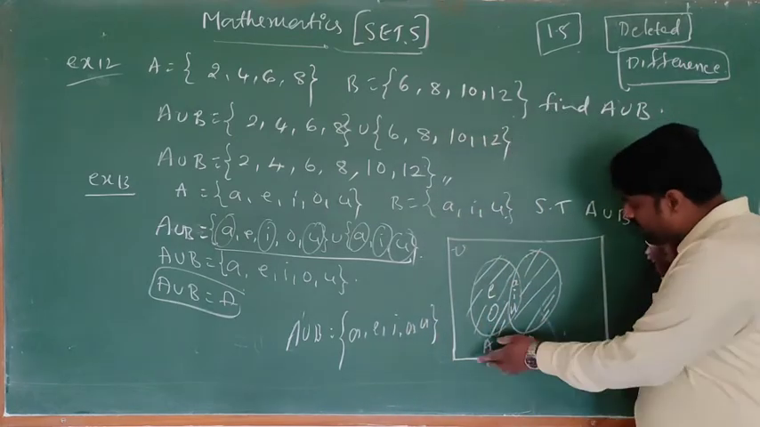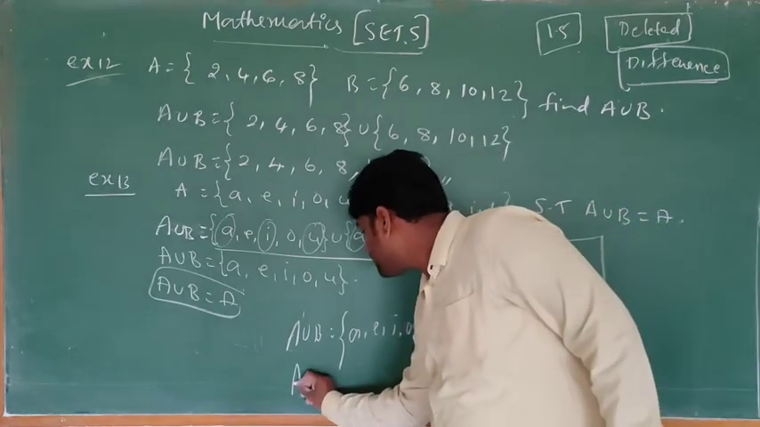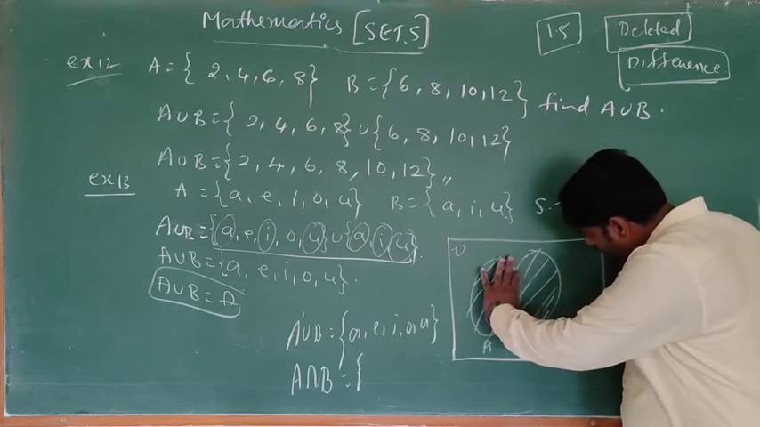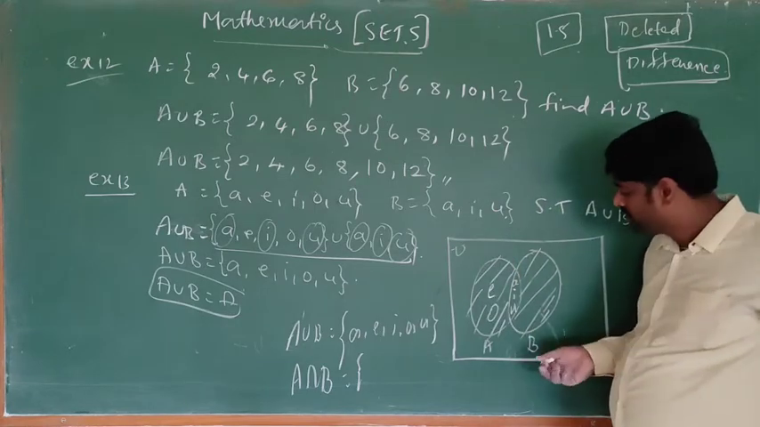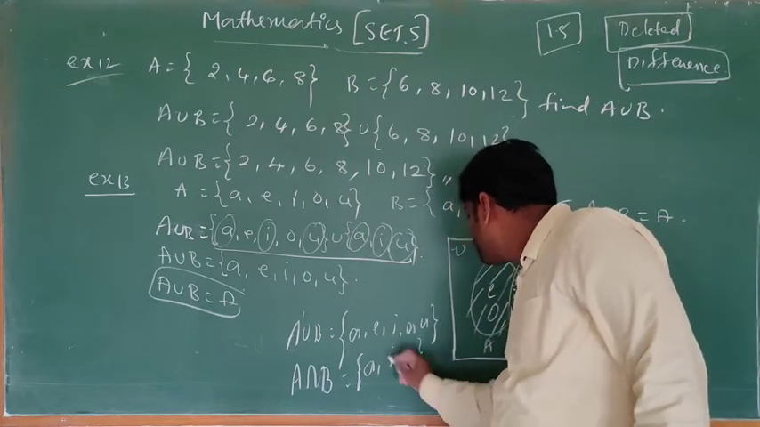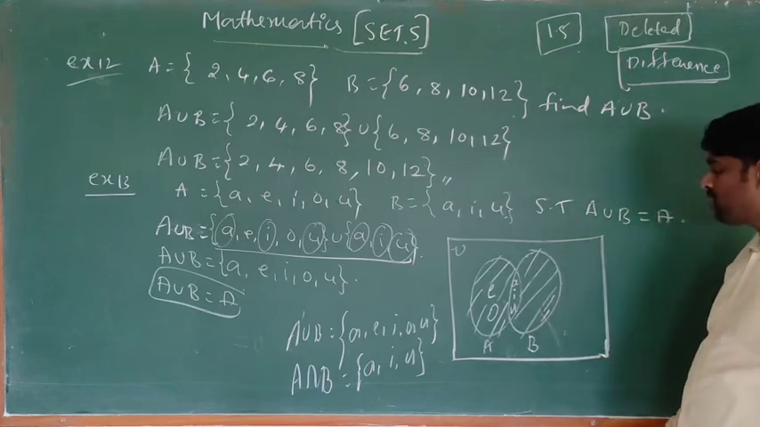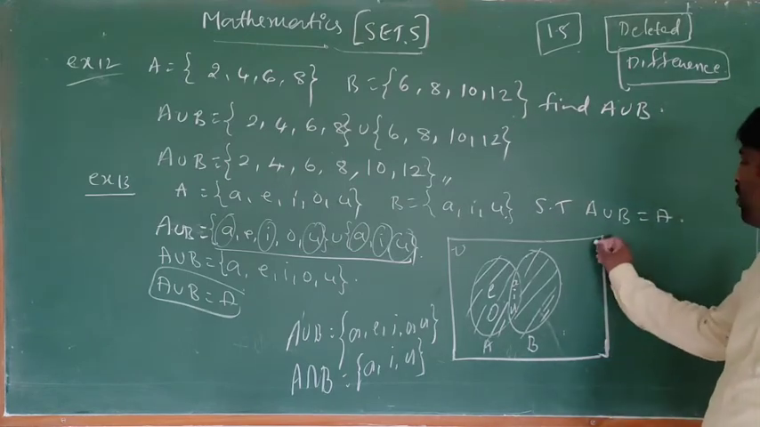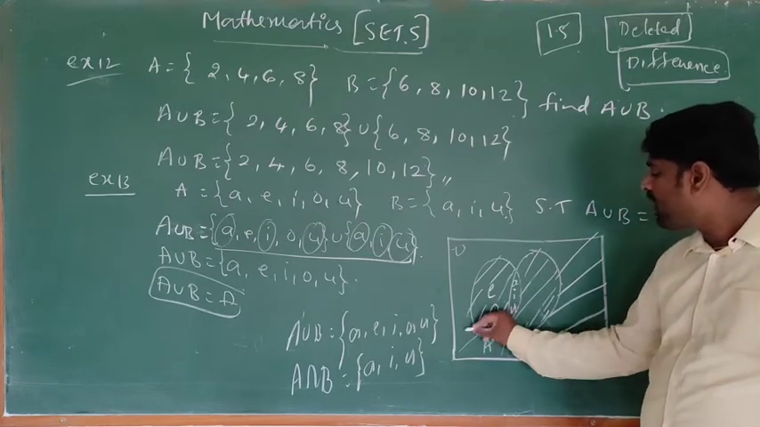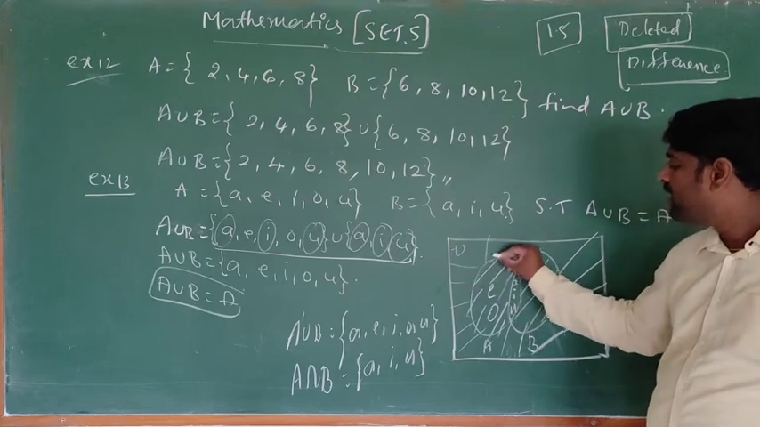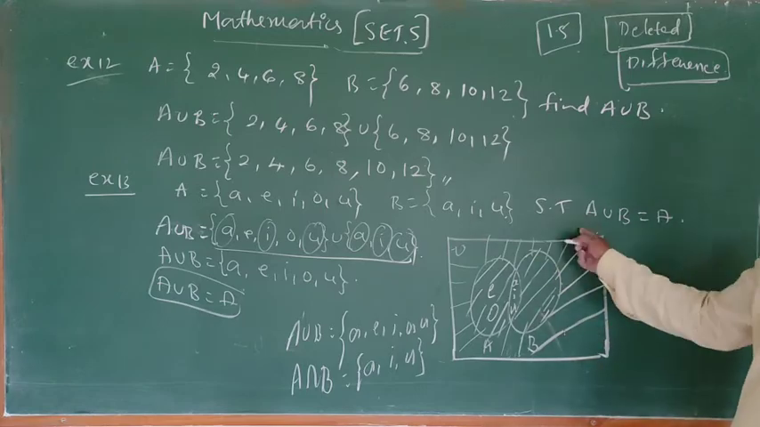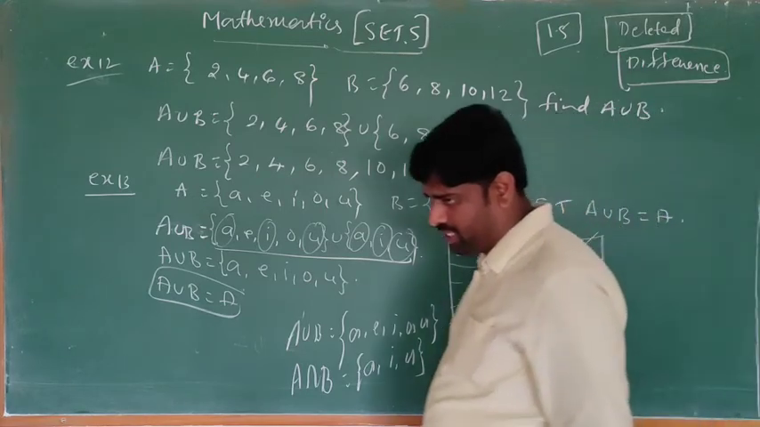So A intersection B is equal to what? What is the intersection part of A and B? This is the intersection part of A and B. So what are the intersection elements? a, i, u. So this is the Venn diagram of A union B and A intersection B. This is the Venn diagram of these two sets, A union B and A intersection B.